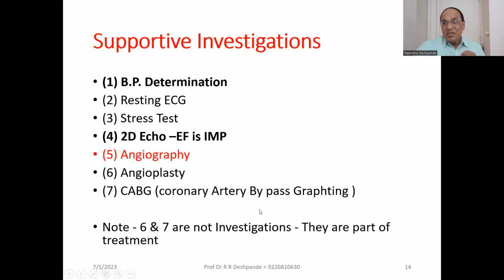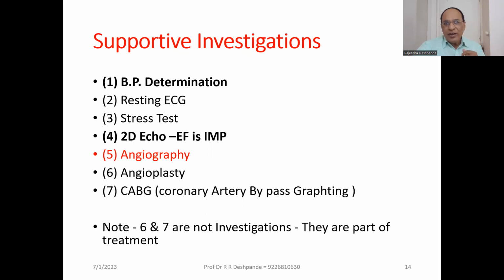Now, the best investigations that you can do to support your clinical diagnosis or provisional diagnosis for the Rasavaha Srotas: I will request you to do blood pressure determination every time, first time and follow-up time, resting ECG, electrocardiogram, stress test, 2D echo. In 2D echo, you have to read the ejection fraction, which is very important. Ejection fraction should be minimum 50. If it is less than 50, it indicates a weak heart.